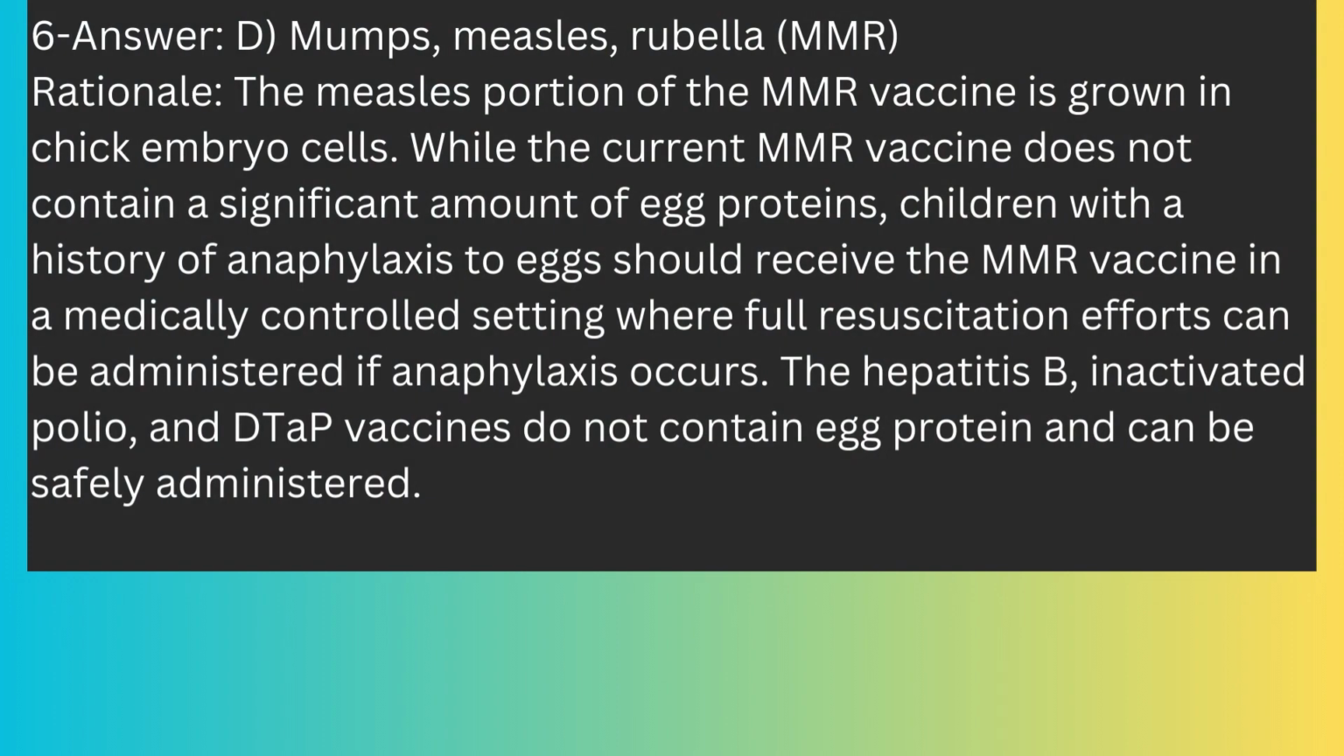The measles portion of the MMR vaccine is grown in chick embryo cells, while the current MMR vaccine doesn't contain a significant amount of egg protein. Children with a history of anaphylaxis to eggs should receive the MMR vaccine in a medically controlled setting where full resuscitation efforts can be administered if anaphylaxis occurs. The hepatitis B, inactivated polio, and DTP vaccines don't contain egg protein and can be safely administered.